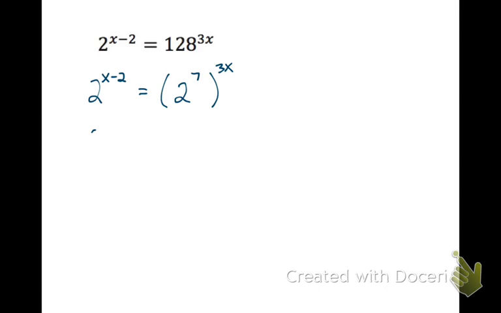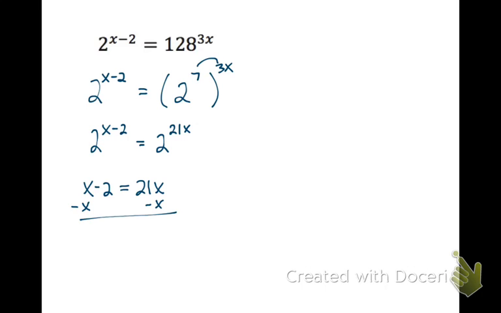Okay, for our next step, we're going to leave the left side the same. It's simplified. On the right side, I'm going to multiply my exponents. Now I have common bases, and I can set my exponents equal. To solve, I need to get all of my x's on the same side, so I'm going to move this x over. And then divide by 20. So x equals negative 1/10 here.